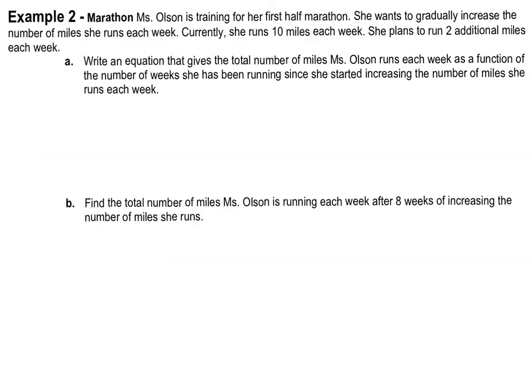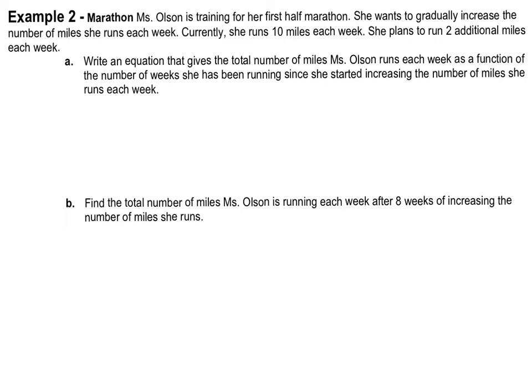Alright, our second example here is about a marathon. Miss Olson is training for her first half marathon. She wants to gradually increase the number of miles she runs each week. So currently she runs 10 miles each week, and she plans to run an additional 2 miles each week. Sometimes they'll be broken up.